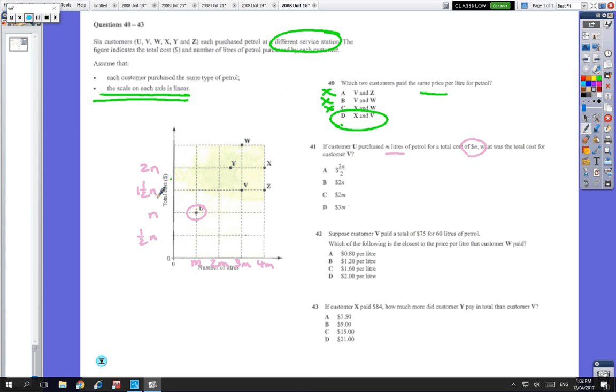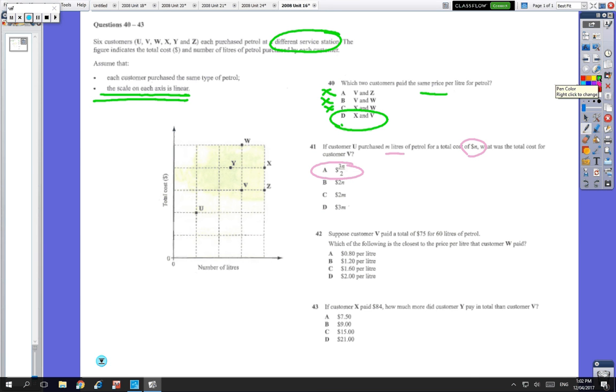Okay, so we're using the linear scale. So what's the total cost for customer V? It will be 1.5 N, which is answer A. Okay, so I'm going to rub that out again. So let's have a look at the next question. I'm going to rub this out again. And have a look at question number 42. Have a go, and when you're ready, come back live.